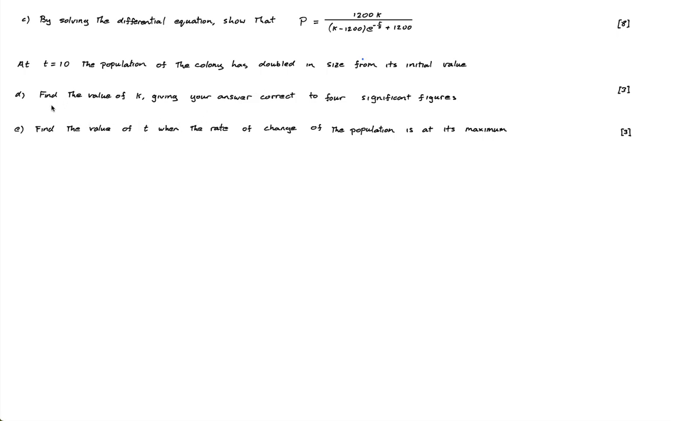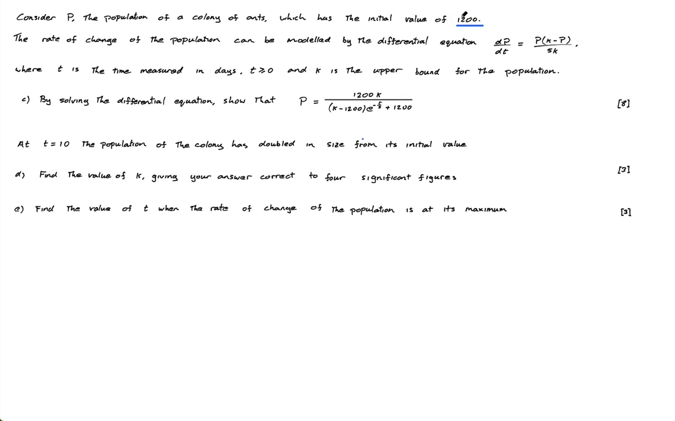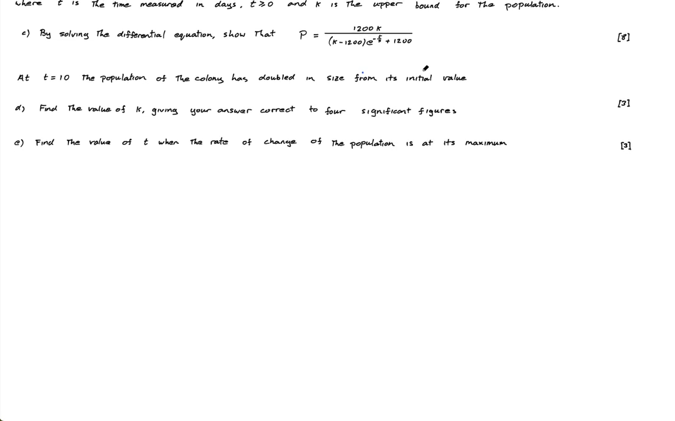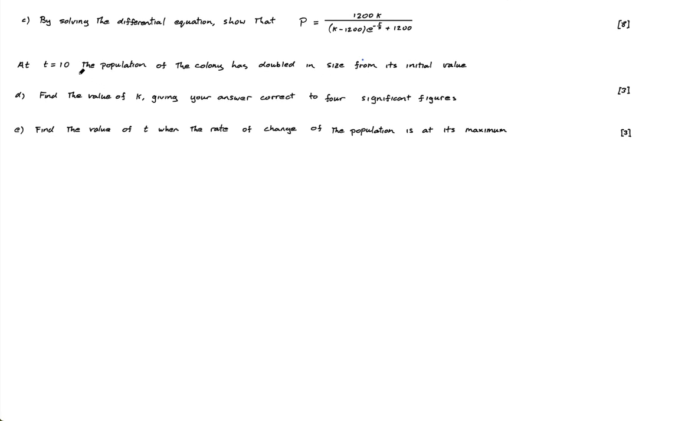Okay, so for part D, it says at t equals 10, the population of the colony has doubled in size from its initial value. Now, its initial value was 1200, if we remember here. So double its initial value is 2400.